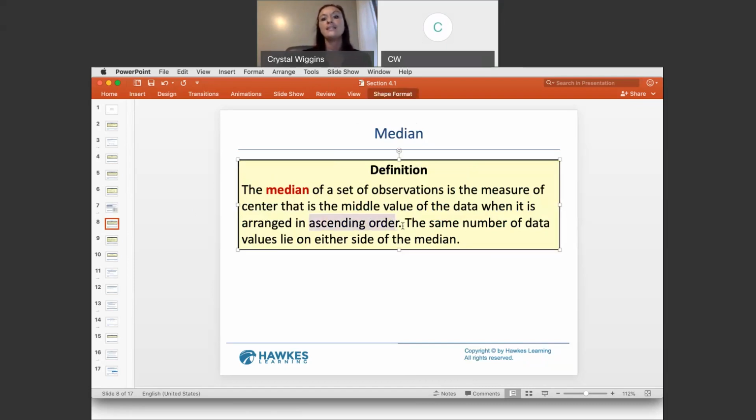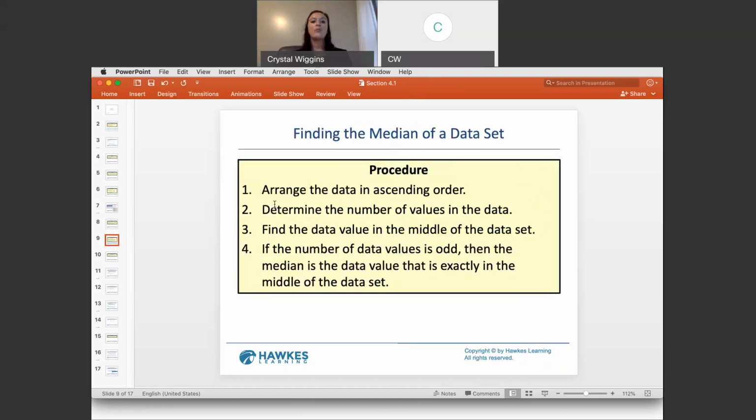Okay, so really important about this definition is that it's the middle number in an ascending order. Ascending means smallest to largest. So you order the data set first, and then you literally are going to cross off on either side, chunk, chunk, chunk, chunk, until you get to the middle value. Depending on how many data values there are in the set will depend on what that middle value looks like. So here is the procedure. Arrange the data in ascending order, smallest to largest. Determine the number of values in the data set. Find the data value in the middle.